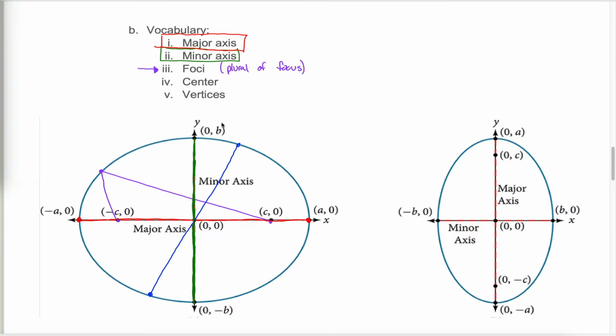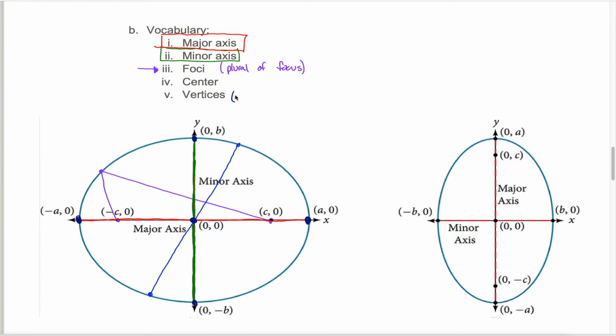And that leaves two more vocabulary words. The center, which is just, well, the center, nothing too interesting there. And the vertices. The vertices of an ellipse are the four points where the major and minor axes intersect with the ellipse itself. So what I'm saying is when I drew this line in green, it intersects with my ellipse in blue up here at this point and down here at this point. That means these two points are both vertices of this ellipse. Similarly, the line in red intersects my ellipse over here and also over here. So those are two more vertices of my ellipse.